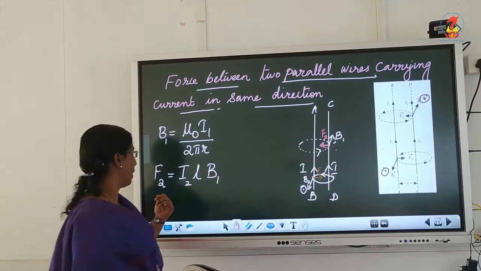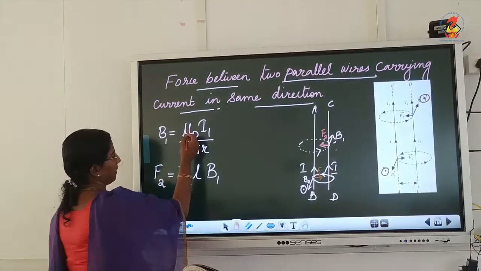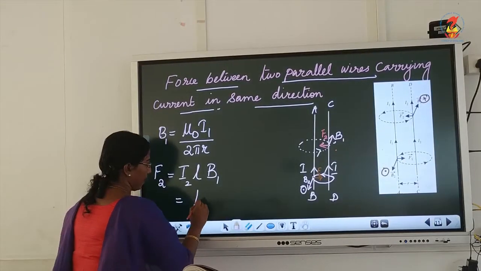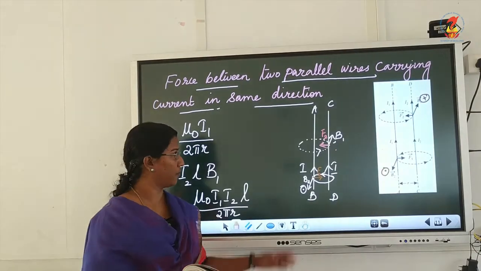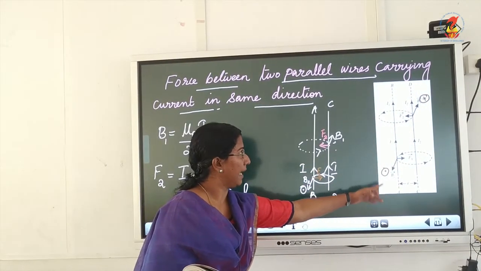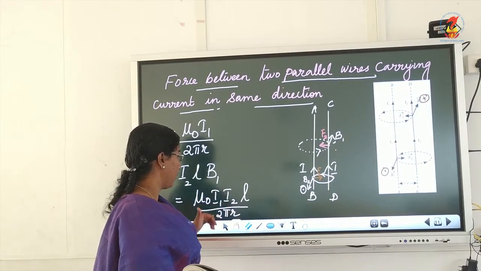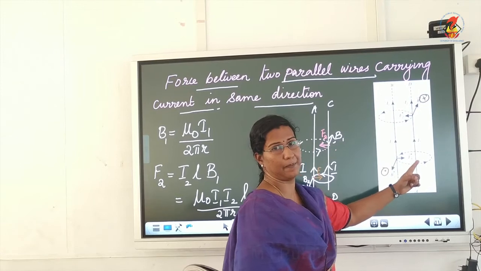So we can write F2 is equal to I2 L B1, and B1 we can write as mu 0 I1 by 2 pi r. So the equation becomes F2 is equal to mu 0 I1 I2 L divided by 2 pi r. And the direction of force is towards AB. The same way you can find the expression for the force experienced by the conductor AB. You will get the same expression: F1 is equal to mu 0 I1 I2 L divided by 2 pi r, and the direction of force will be towards the conductor CD.